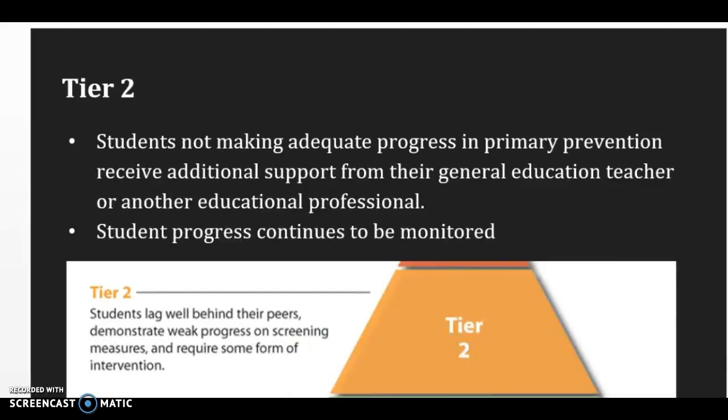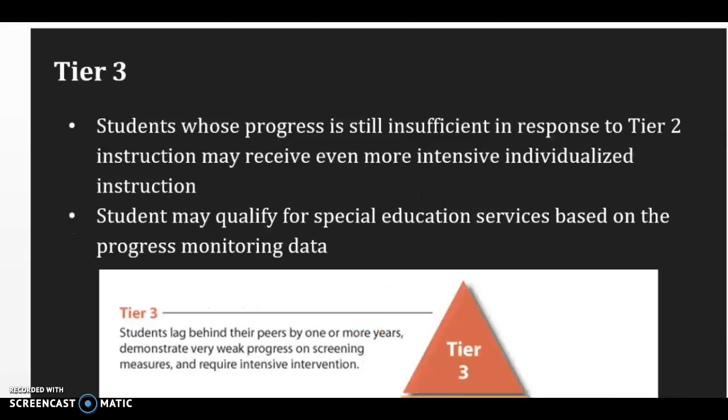Tier 2 interventions are provided for students who demonstrated problems or didn't quite meet the achievement standards in the Tier 1 group. These students are going to receive additional support from their general education teacher or from other educational professionals to try to help them improve. The student's progress continues to be monitored at this point as well.